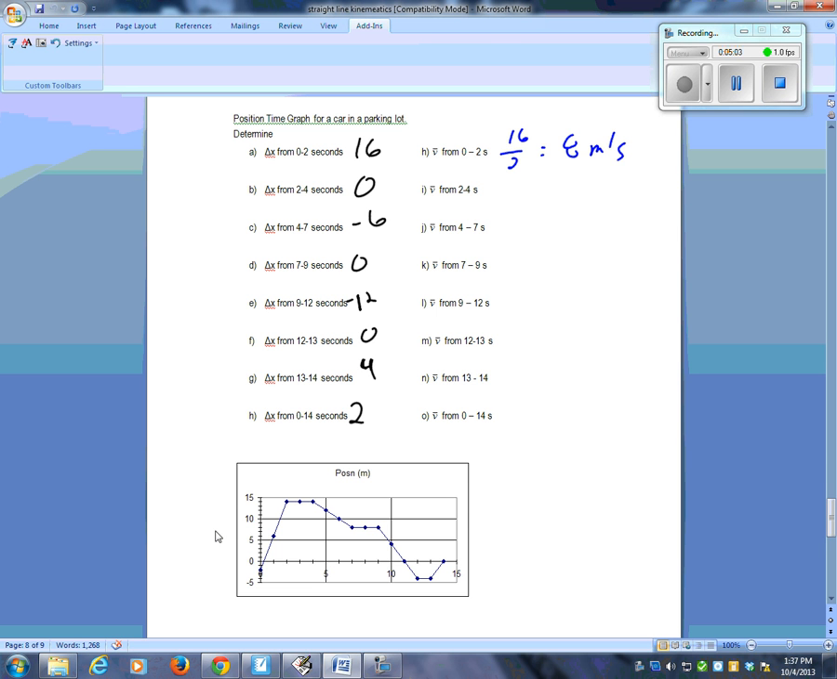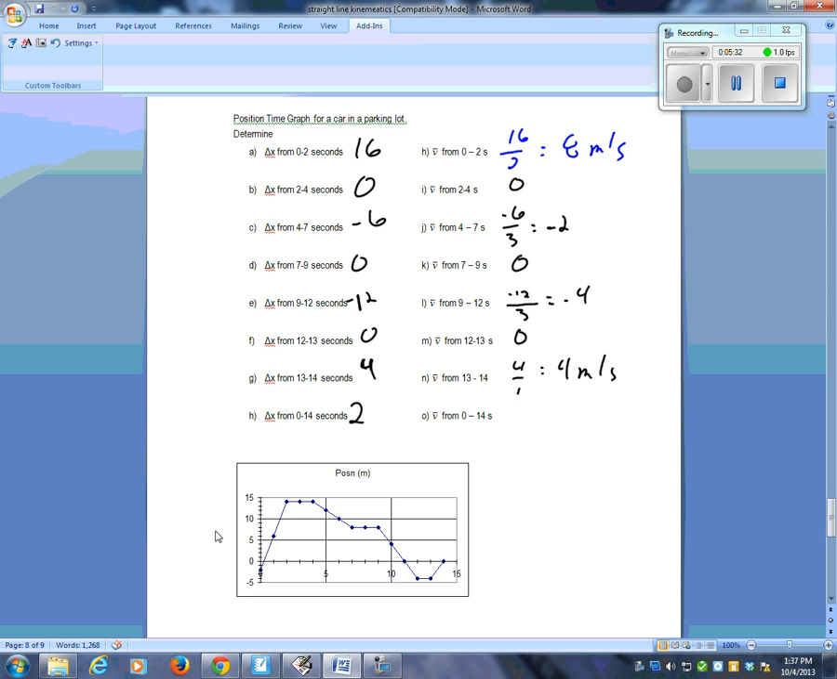2 to 4 seconds, that's going to be 0 again, because the displacement is 0. 4 to 7 seconds is going to be minus 6 over 3, or minus 2. K is from 7 to 9, again 0. Minus 12, 9 to 12 is 3 seconds. Minus 4, 12 to 13 is only 1 second, but the displacement is 0. 13 to 14 is 1 second, 4 over 1, or 4 meters per second.